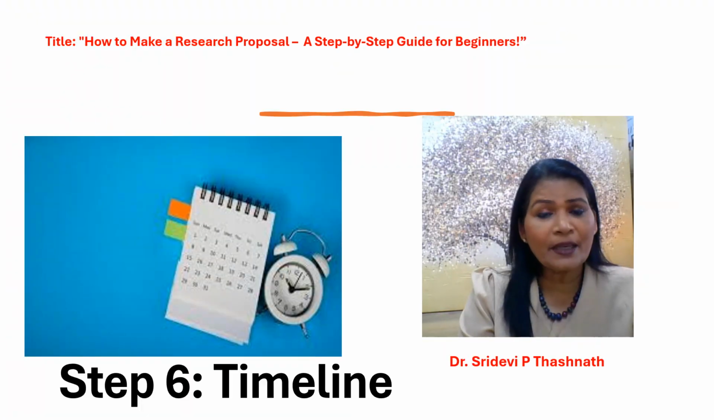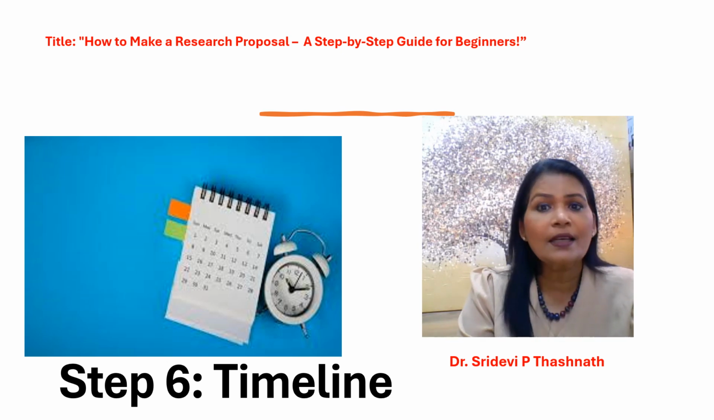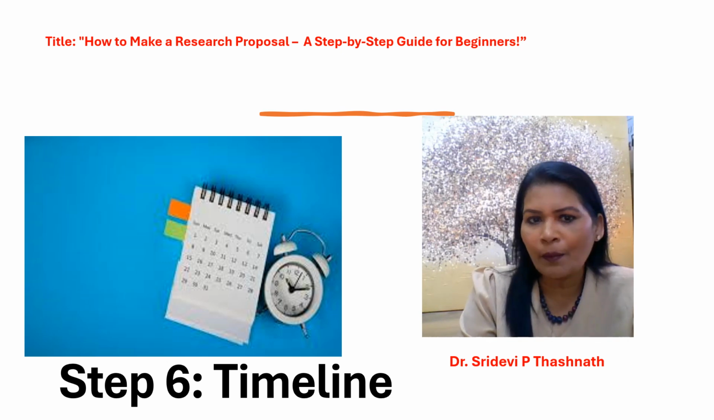And now comes step number 6, that is timeline. Here, you'll provide an estimated timeline for your research. Break it down into phases like data collection, data analysis, and writing the final report. The goal is to show that you can complete the project within a reasonable amount of time.